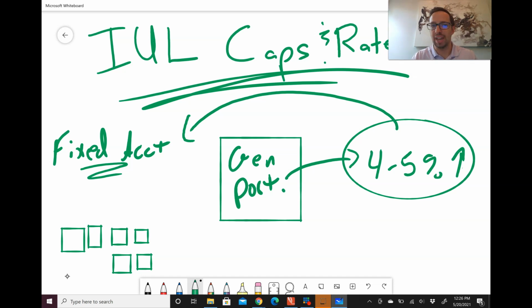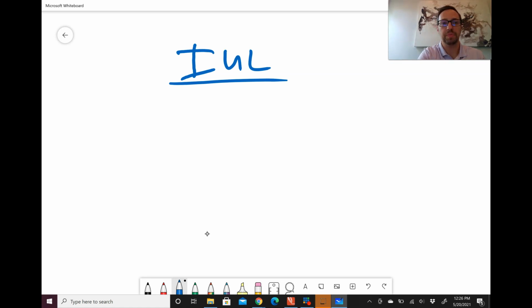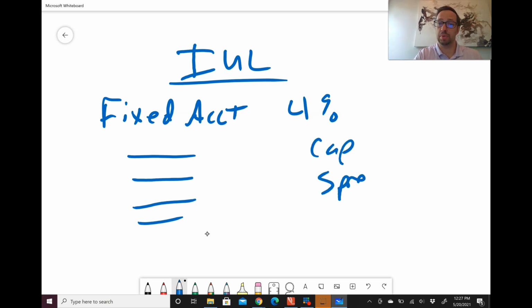I had to set all of that up because when you go to invest in your indexed universal life insurance policy, let me just clear this away so it's easier to see. Let's assume this is your indexed universal life insurance policy. You're going to see the fixed account, and let's just say the fixed account's paying 4%. Then you're going to see a bunch of other indexed options below that fixed account, and they're either going to have a cap or they're going to have a spread or a participation rate. Okay, so these are all just different ways to determine how your interest is going to be earned on this index.